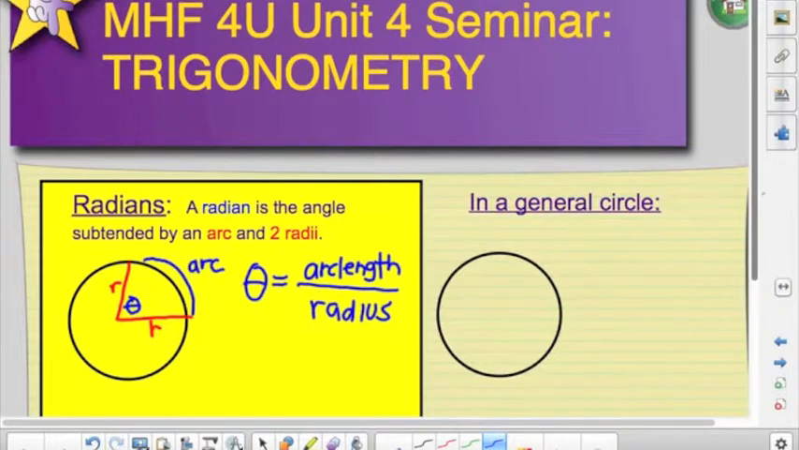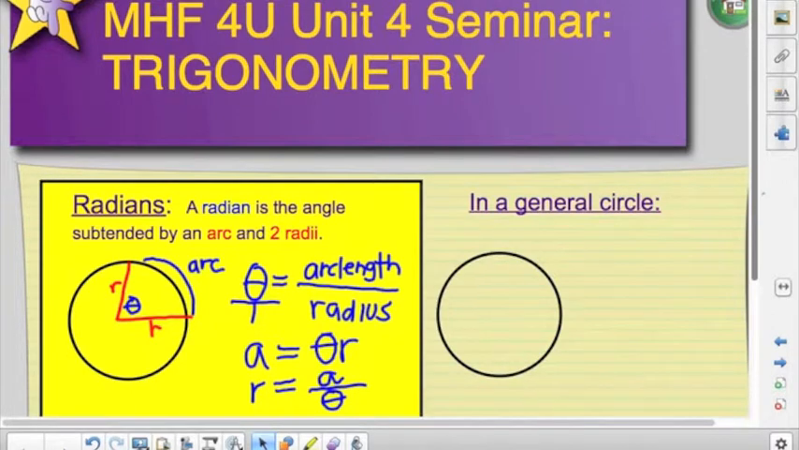In the same way, arc length is the same as your theta multiplied by your radius. And your radius is equal to your arc length divided by theta. So you can manipulate the original formula to derive formulas for the other terms.